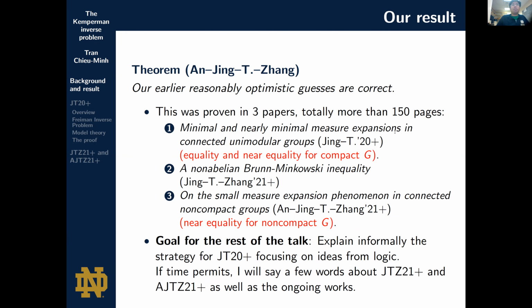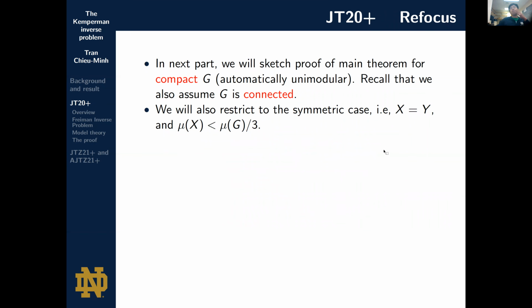Okay, so because the non-compact case is better handled by the second and third paper. For the next part, we will just focus on the case where the group is compact, and in particular, it's automatically unimodular. And recall that we already assumed earlier that G is connected, right?